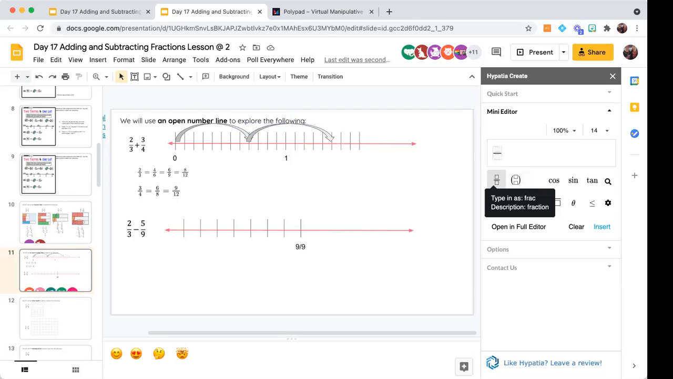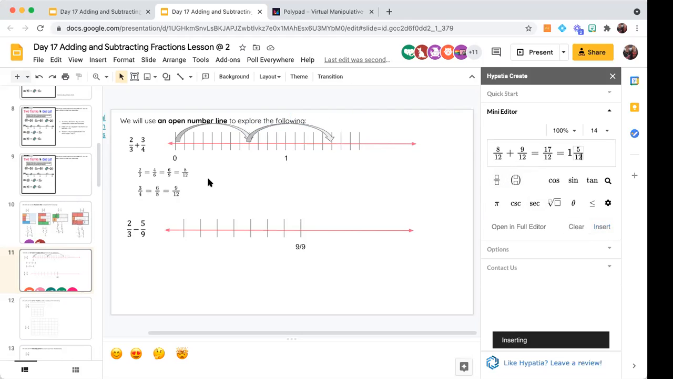Ultimately, then, we had 8/12 plus 9/12 more, which should give us 17/12. And we know that is larger than 1. 1 is 12/12. So really, this is 1 and 5/12. So we went 5/12 past the whole.